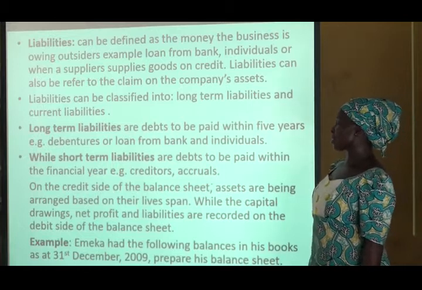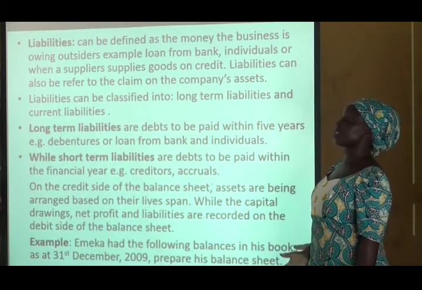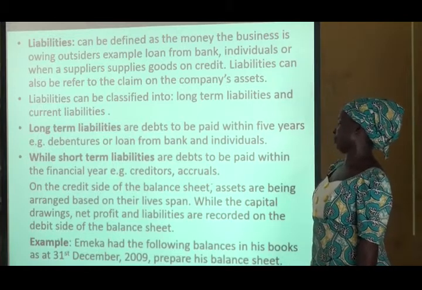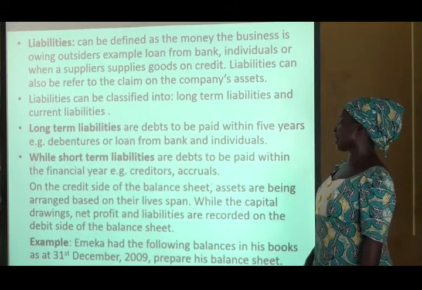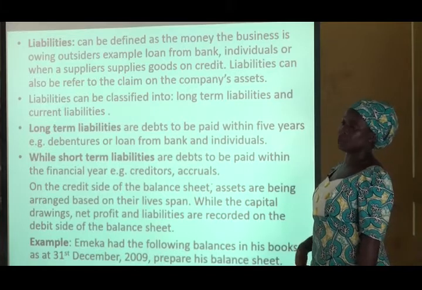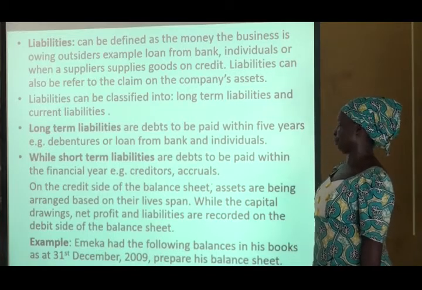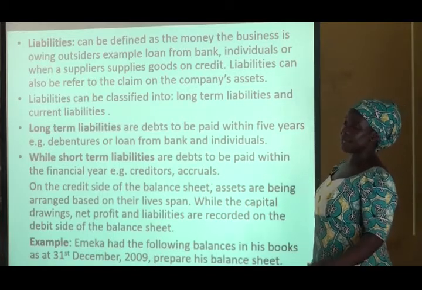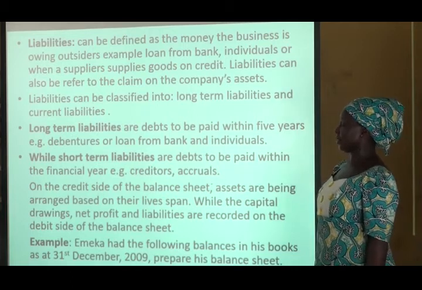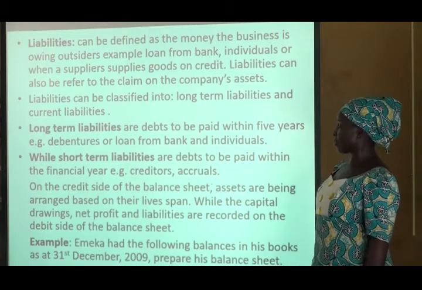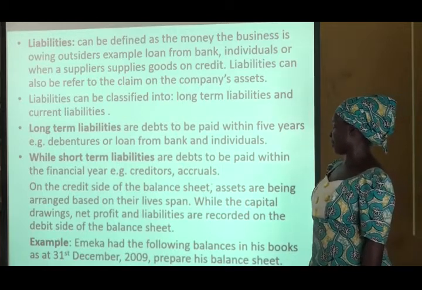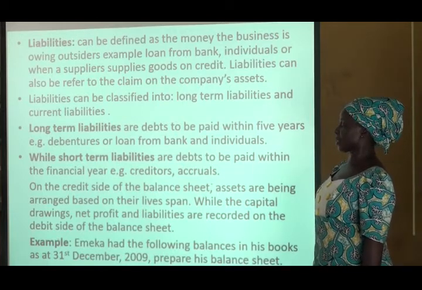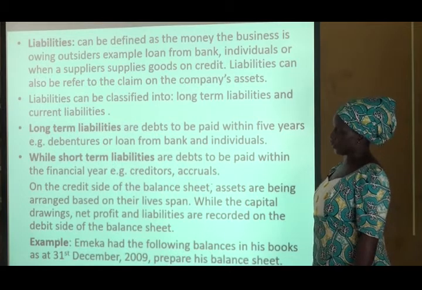On the credit side of the balance sheet, which is the right-hand side of the balance sheet, assets are being arranged based on their lifespan, that is how long they will stay in the business. While on the left-hand side, which is the debit side, we have the capital, drawings, net profit, and liabilities recorded on the debit side of the balance sheet.